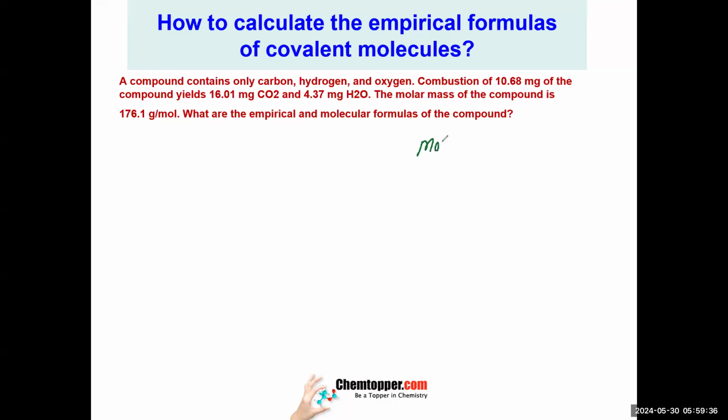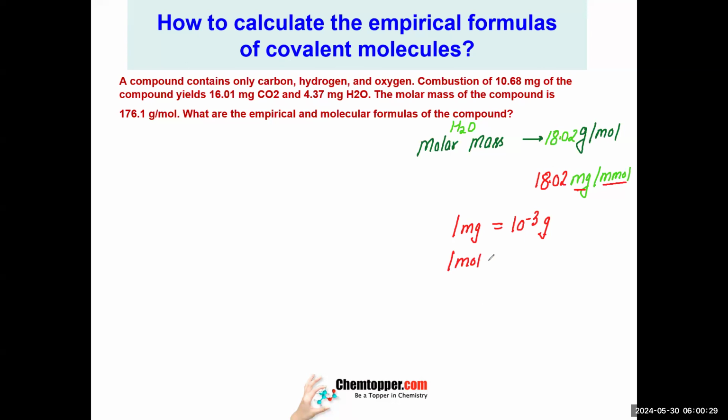You know that molar mass has a unit of grams per mole. Whatever is the molar mass in grams per mole, exactly the same will be there in milligrams per millimole. Like for water, the molar mass of water is 18.02 grams per mole. If I want to express that in milligrams per millimole, the answer will be the same. Because you know that 1 milligram is 10 raised to power minus 3 grams. And 1 millimole is 10 raised to power minus 3 moles.